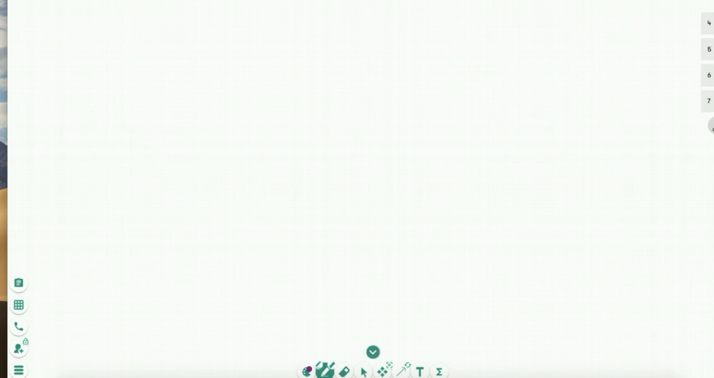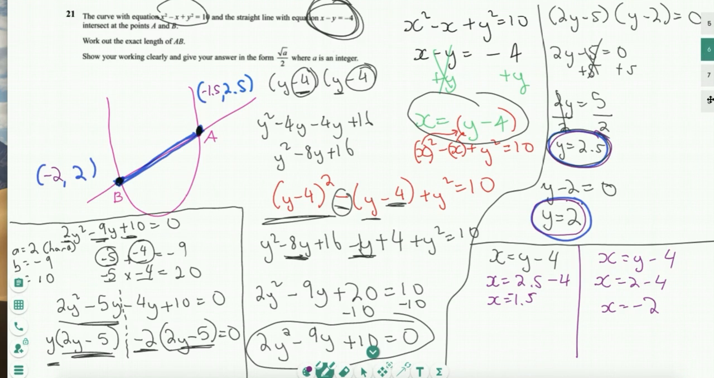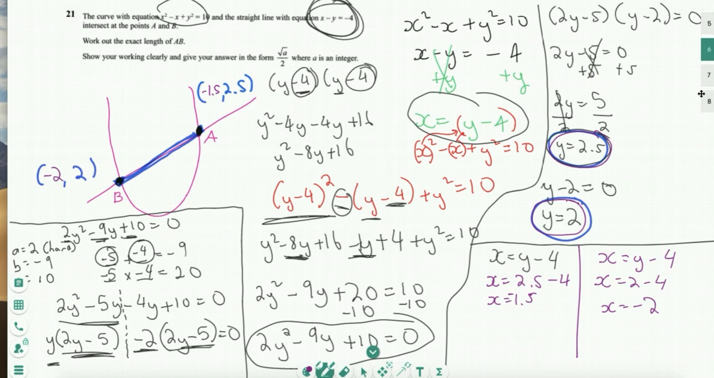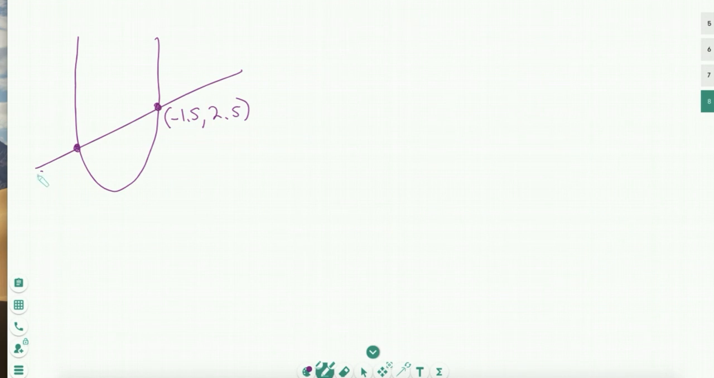So let's draw our graph. The top coordinate's minus 1.5, 2.5. The second coordinate is negative 2, 2. And we have to find the distance between these two coordinates. That's our goal. How do we do this?